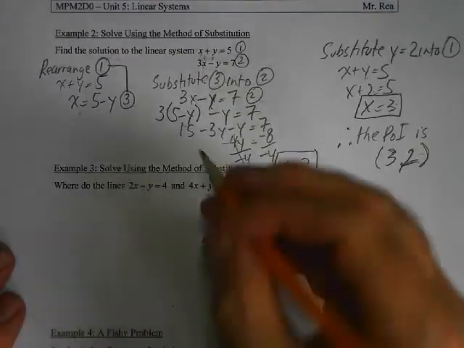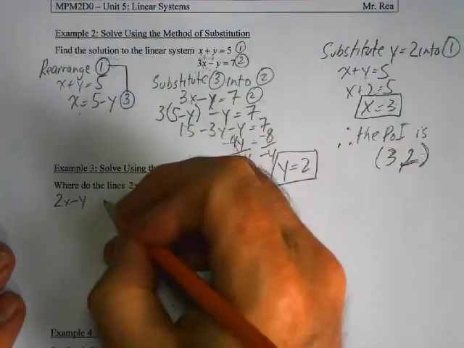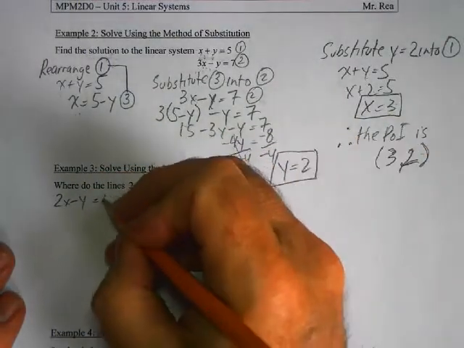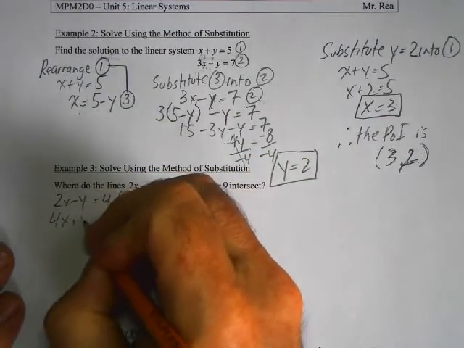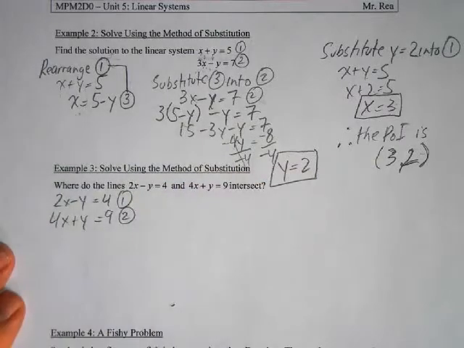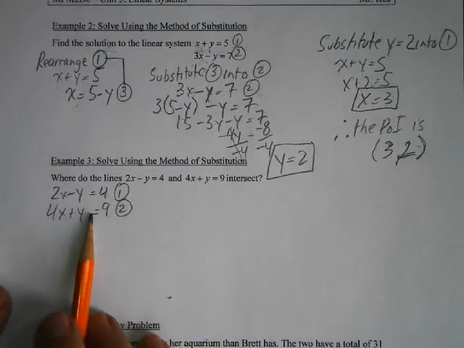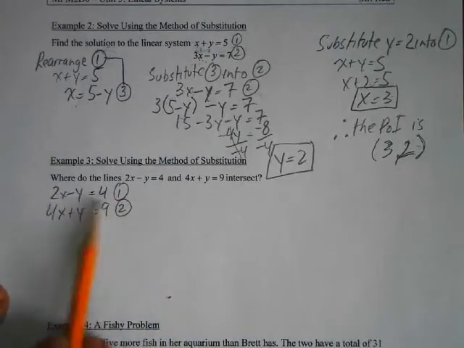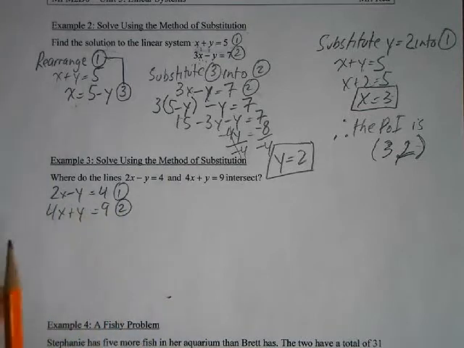So the first thing, I'm always going to put them kind of above each other with a label. Label 1, 4x plus y equals 9. Now the first thing I look for, because I'm going to do the method of substitution, is do I have x equals or y equals for either equation? No, I don't. So now I have to rearrange.